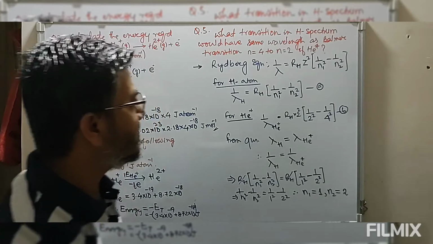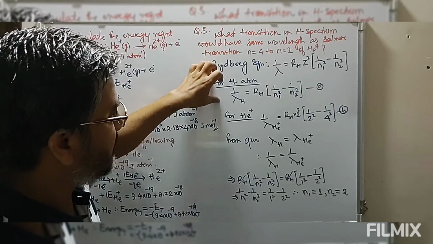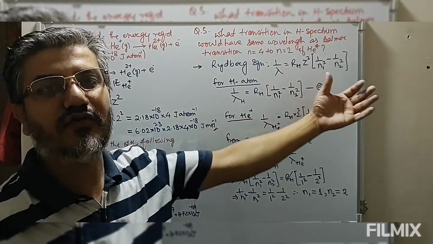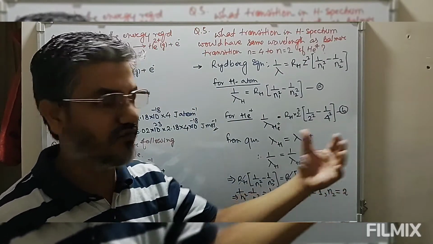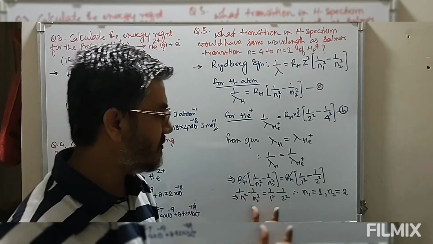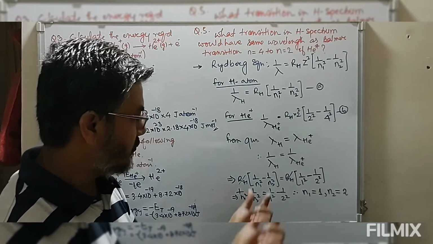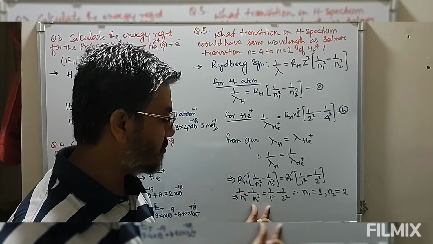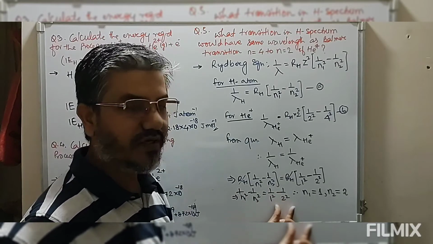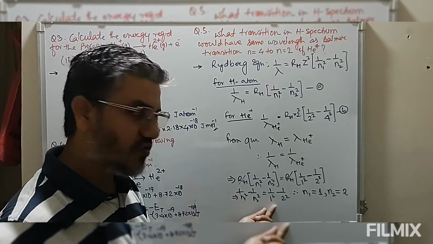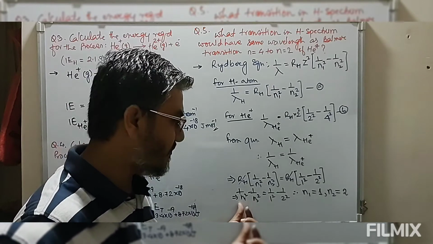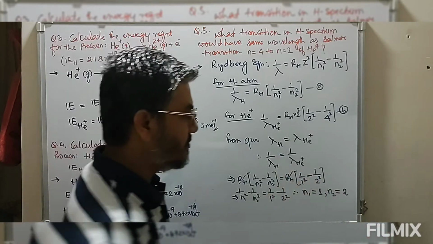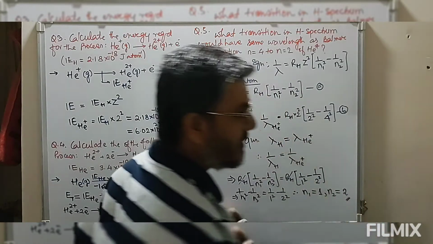So we are using this Rydberg equation for both hydrogen and helium, and we are just comparing, because the question clearly says the wavelength for both transitions is identical. So just by comparing, we get the values of n1 and n2. So 1 by n1 square minus 1 by n2 square is equal to 1 by 1 square minus 1 by 2 square. That means n1 square is equal to 1 square, so n1 is equal to 1. n2 square is equal to 2 square, so n2 is equal to 2. So simply we are comparing the wavelength.